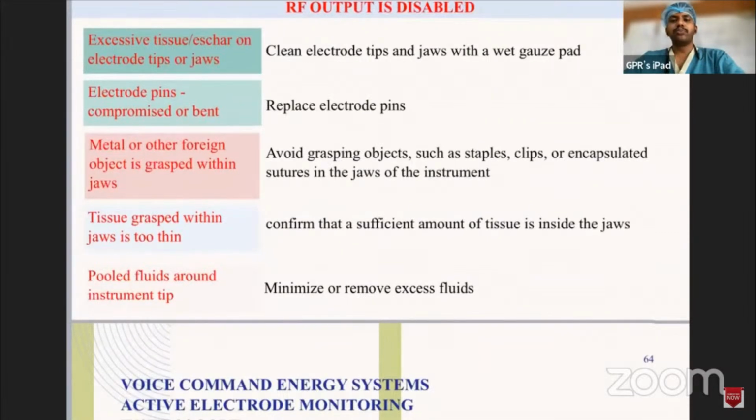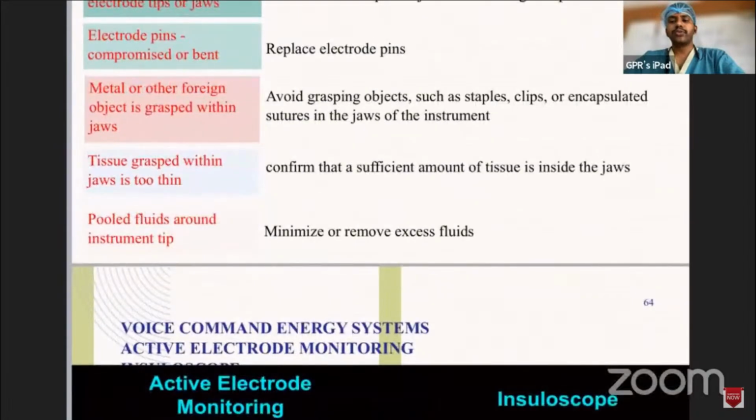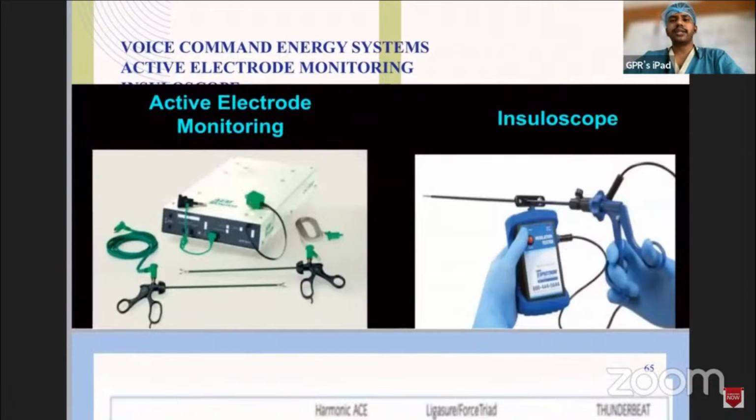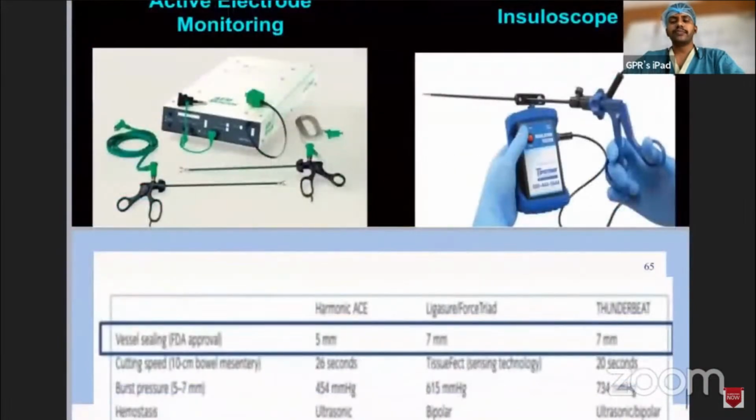Sometimes troubleshooting is needed to cool the liquids around the tissue, which can help minimize or remove the excess fluid within. A few newer technologies have arisen, such as the voice command energy system. The energy system functions only when the surgeon or a designated person gives the voice command. The voice can be fed to the machine prior to the surgery so that it listens to that particular person's voice rather than anyone else's. We also have active electrode monitoring systems and the insuloscope. We need to run this instrument once in a while to make sure there are no insulation failures.